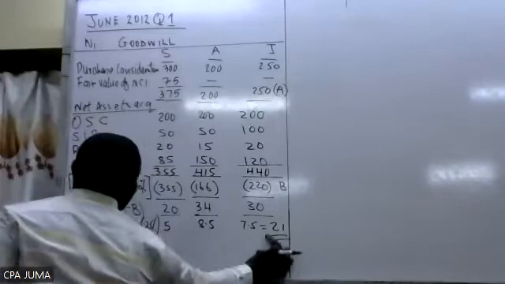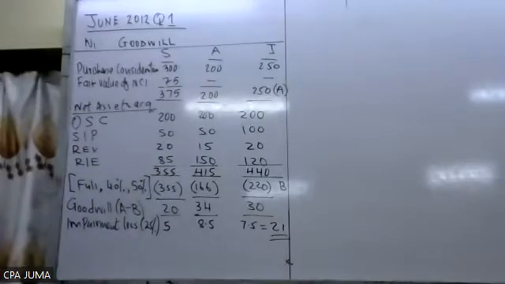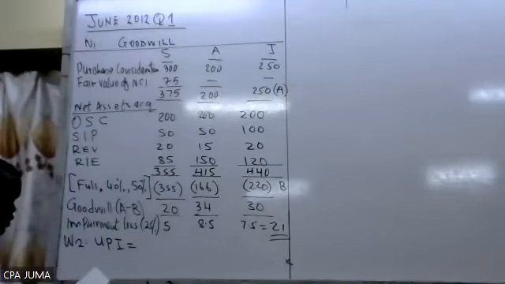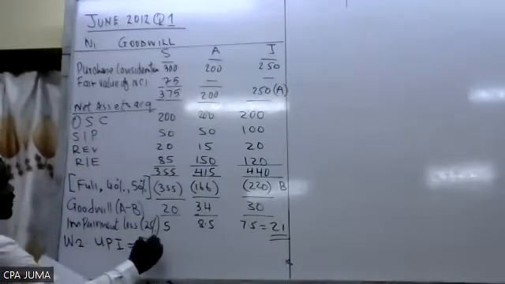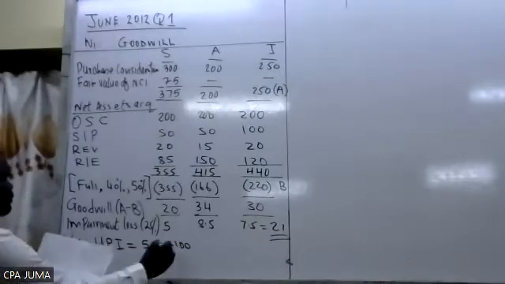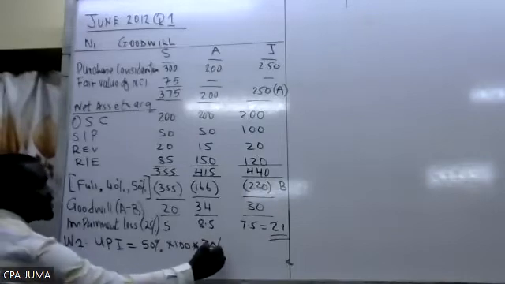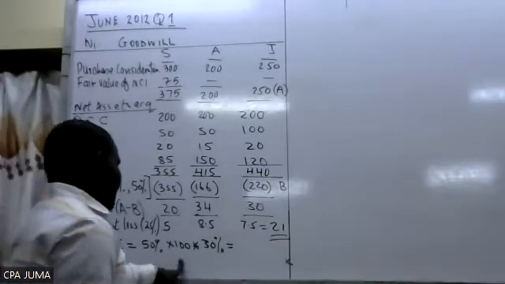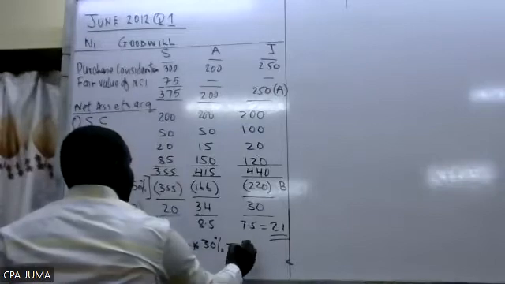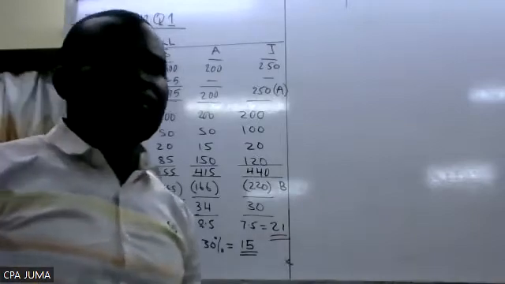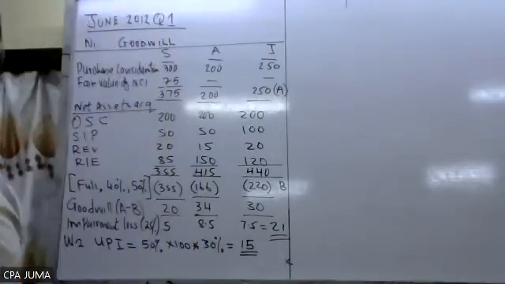Therefore, UPI, unrealized profit, is equal to percentage in stock, 50% of the selling price, which is 100, times the profit margin, which is 30%. 50% of this is 50 times 30%, that is 15. So that is our unrealized profits.